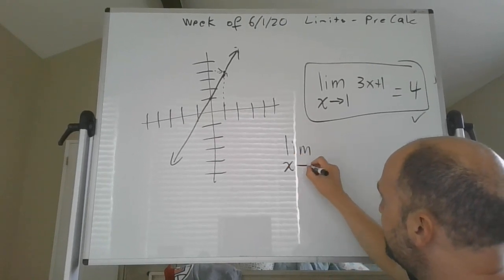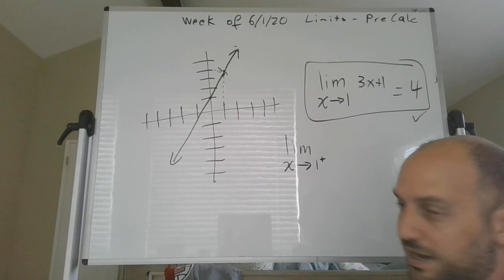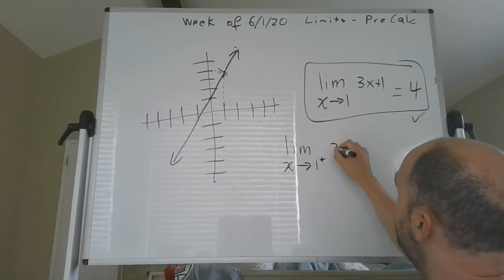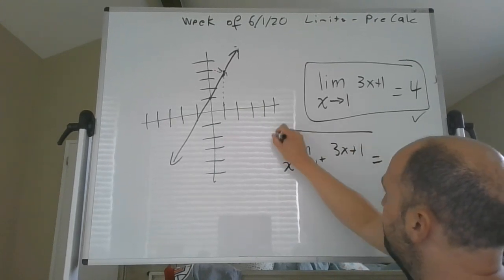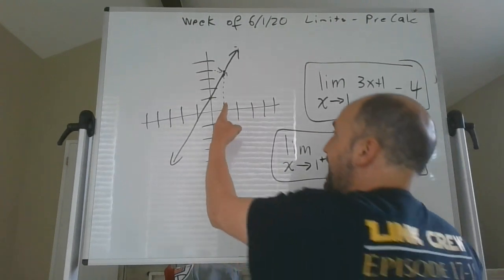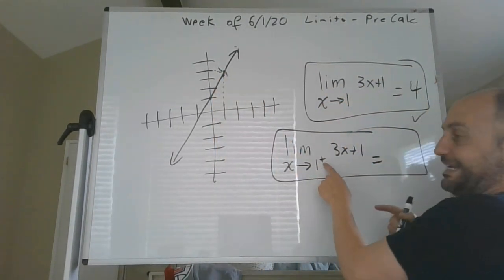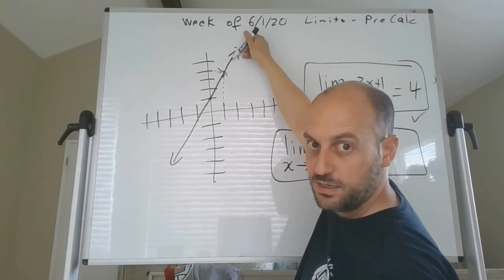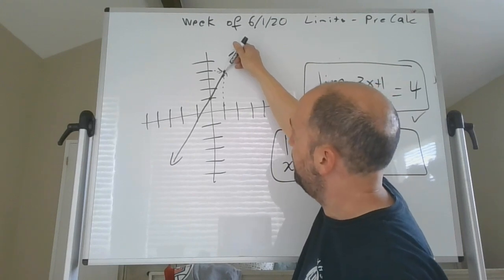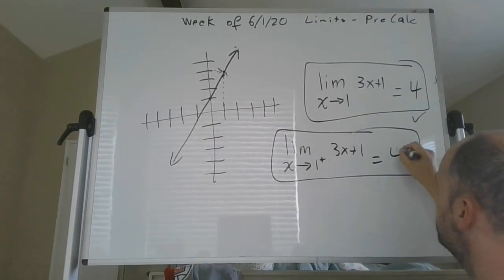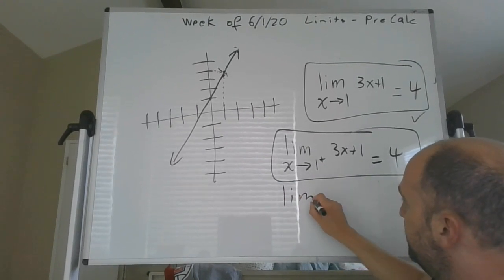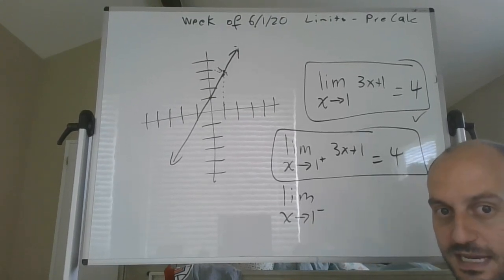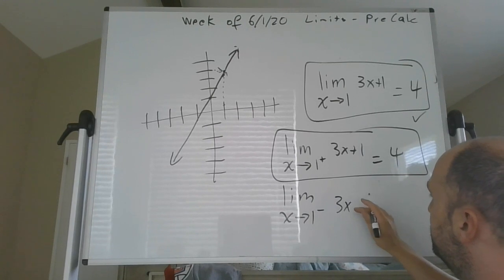The limit as x approaches 1, and I'm going to put a little positive sign, which means from the right side, of 3x plus 1. Well, what's that going to be? This one also seems very obvious. As x approaches 1 from the right side, it's going down this way, and it's clearly approaching 4. That's just obvious. Let's try this then. The limit as x approaches 1, not from the right side but from the left side, so I'm going to put a little negative right there, of 3x plus 1.